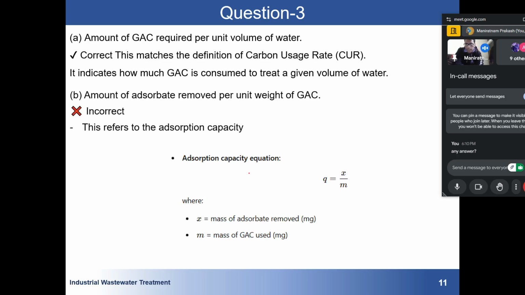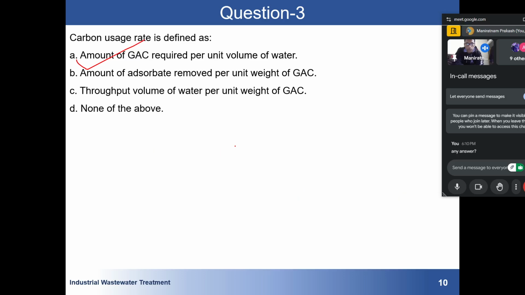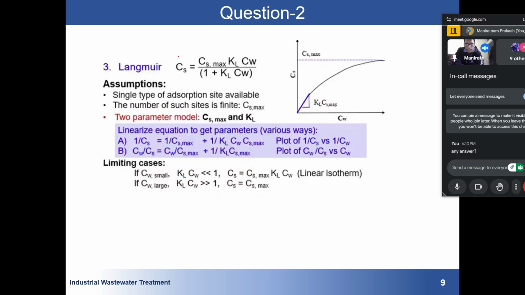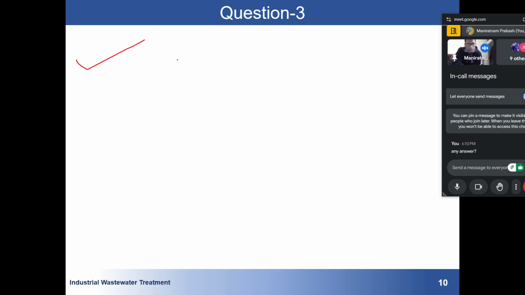So the first option was correct. The second option says the amount of adsorbate removed per unit weight of GAC. That is not CUR. That refers to adsorption capacity, Cs. Remember we showed you this formula Cs. This Cs is known as adsorption capacity. It has different terms: adsorption capacity, adsorption density. You can say anything.